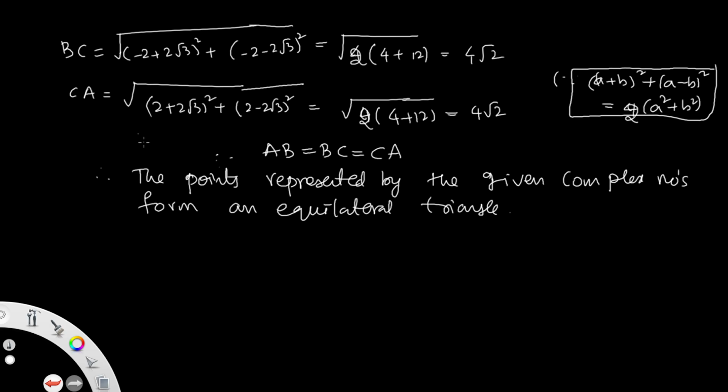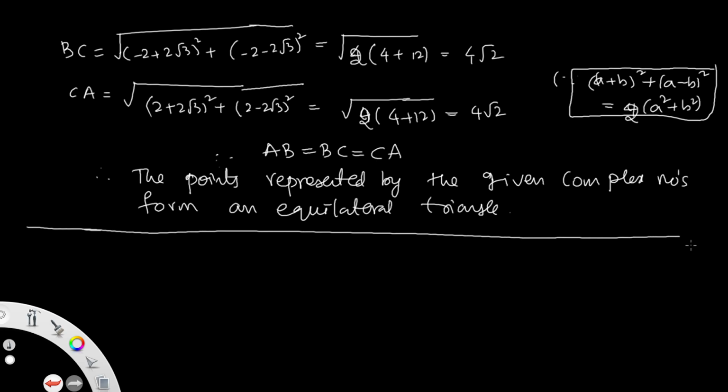This is also A plus B whole square plus A minus B whole square. So same thing, that is also 4 root 2. Therefore, the distances from A to B, B to C and C to A are equal. That is 4 root 2. Therefore, the points represented by the given complex numbers form an equilateral triangle. This is the third question.